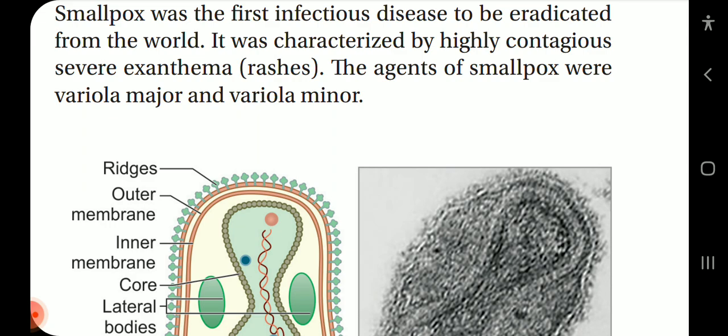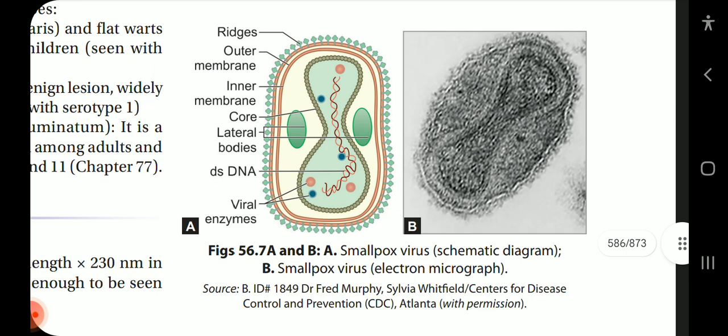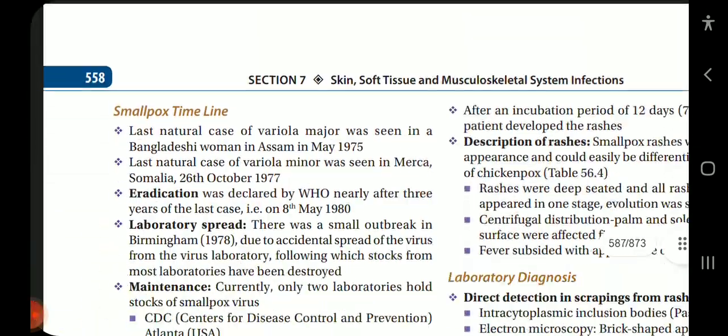exanthema rashes. The agents of smallpox were variola major and variola minor. In this figure, we can see the smallpox virus schematic diagram, which has ridges, outer membrane, inner membrane, core, lateral bodies, double-stranded DNA, and viral enzymes. And smallpox virus electron micrograph is also shown.